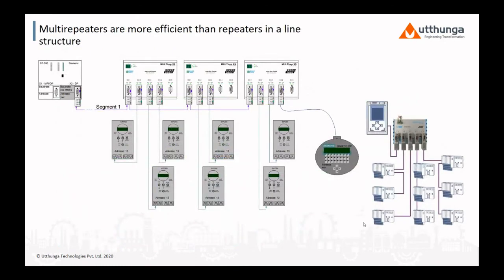Now the multi-repeaters are more efficient than the repeater in line structures. You understand why a repeater is a must, or why a repeater is required in PROFIBUS networks. We have an advanced repeater, the multi-repeaters, maybe the 2-channel, 5-channel, and 7-channel repeaters we have in our basket. If you're using multi-repeaters, what are the advantages you will get?